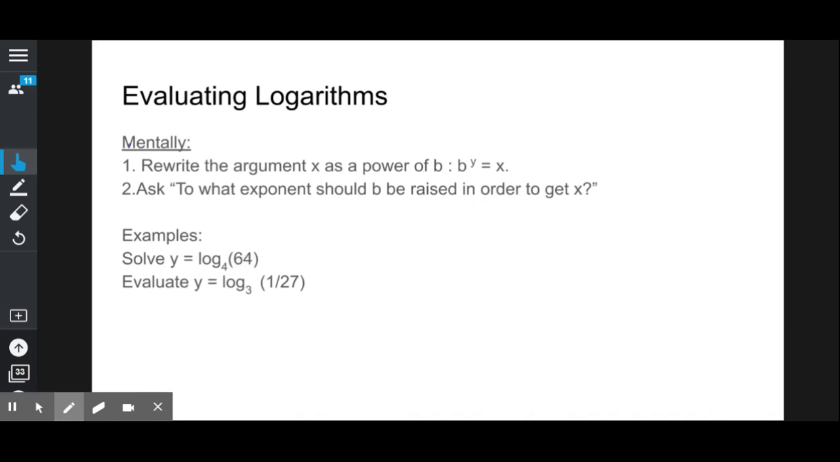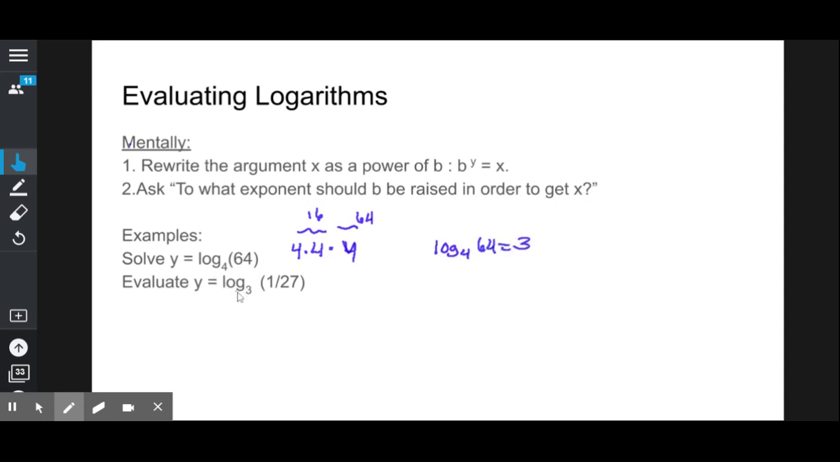For log base 4 of 64, you can imagine 4 times 4 would give you 16. And then times another 4 will give you 64. So we can see we multiplied 4 by itself 3 times, so log base 4 of 64 is equal to 3.